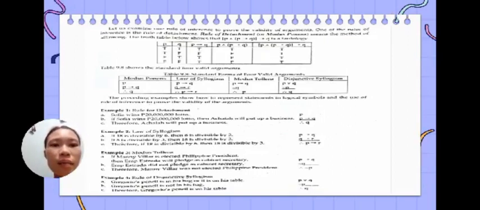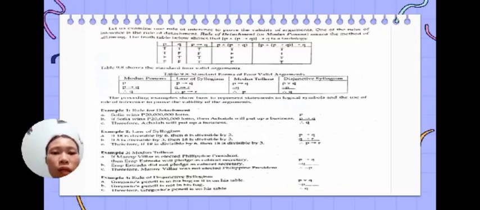So let us examine one rule of inference to prove the validity of arguments. One of the rules of inference is the rule of detachment. Rule of detachment or modus ponens means the method of affirming. The truth table below shows that it is a tautology. So table 9.8 shows the standard for valid arguments, which are modus ponens, law of syllogism, modus tollens, and disjunctive syllogism.